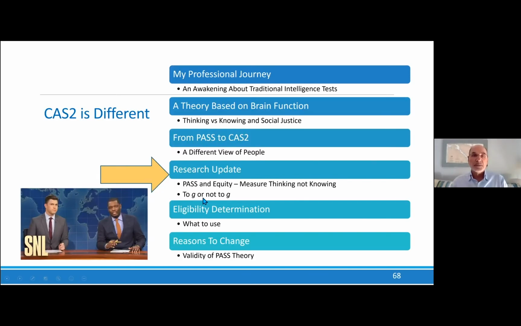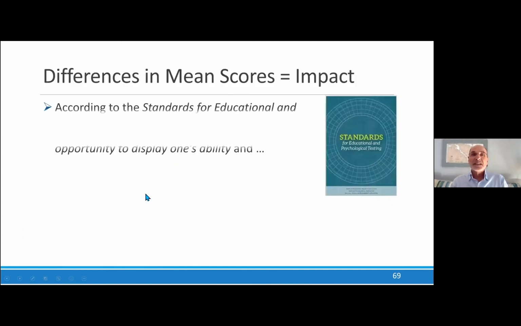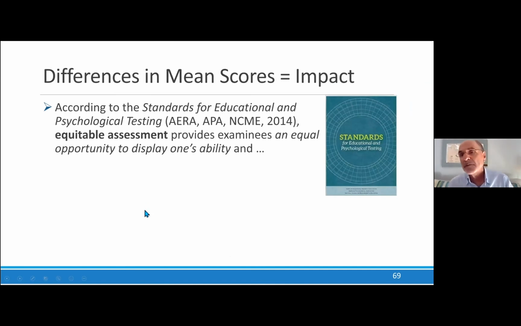Little research update. I know we have Saturday Night Live update, but this is just the G update and a couple other things. Now, I want to talk about equity for a moment. And I encourage you to take a look at the standards for educational and psychological assessment, the AERA, APA. When I was on the committee for psychological tests and assessment, we talked a lot about this issue of test bias versus equitable assessment.